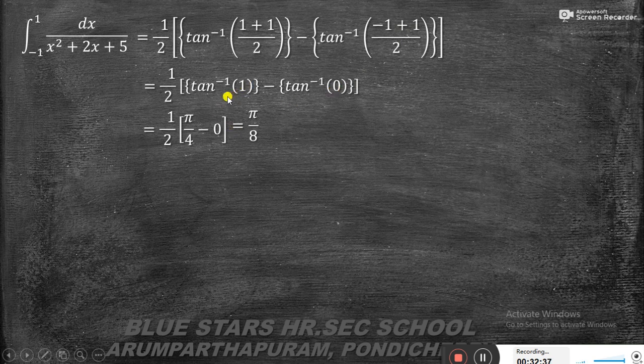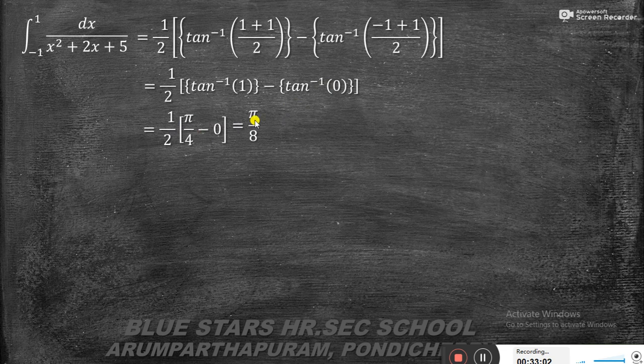So here tan⁻¹ of 1: tan 45° is 1, so instead of 1 I substitute tan 45°. So tan⁻¹ tan 45° gives pi by 4, minus, again tan⁻¹ of 0: tan 0 is 0, so instead of 0 I substitute tan 0. So tan⁻¹ tan 0 gives 0. So pi by 4 minus 0 is pi by 4.